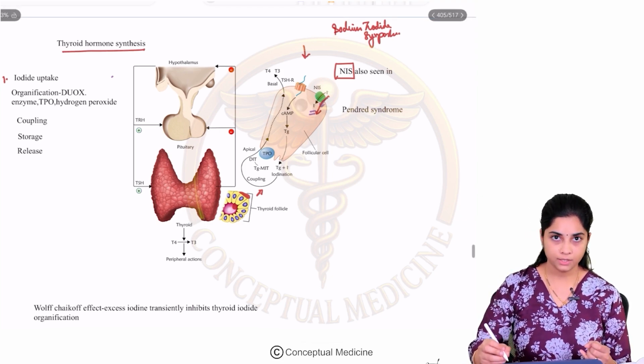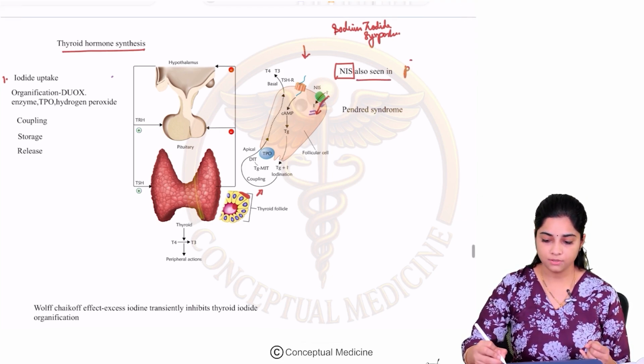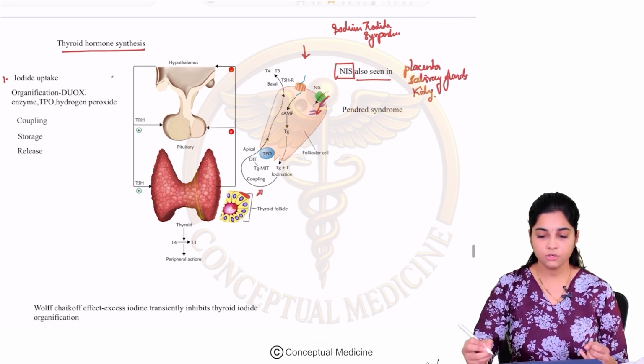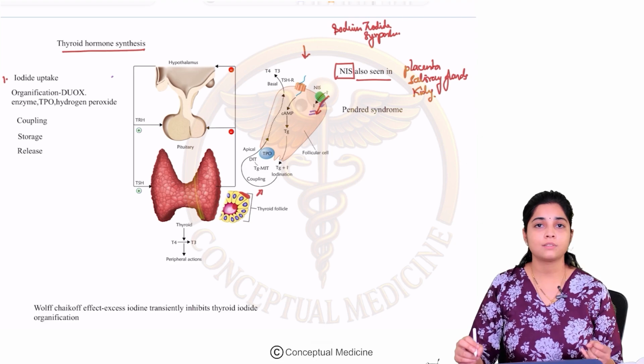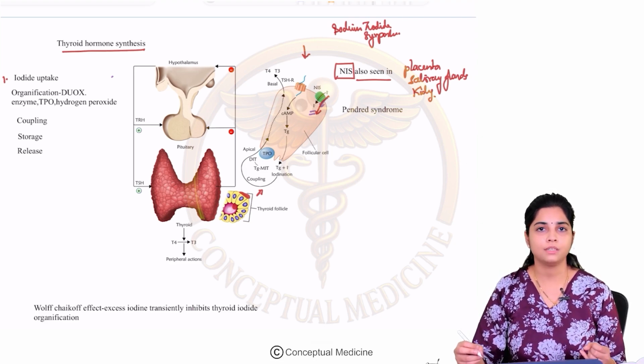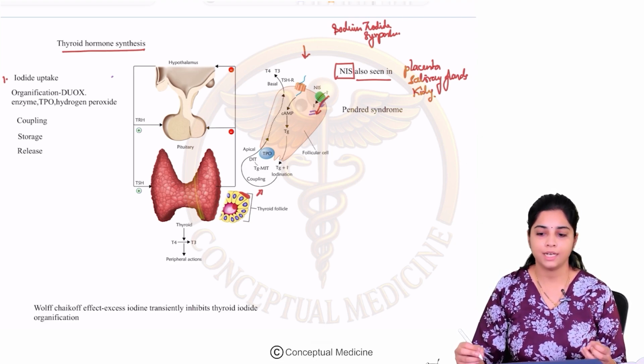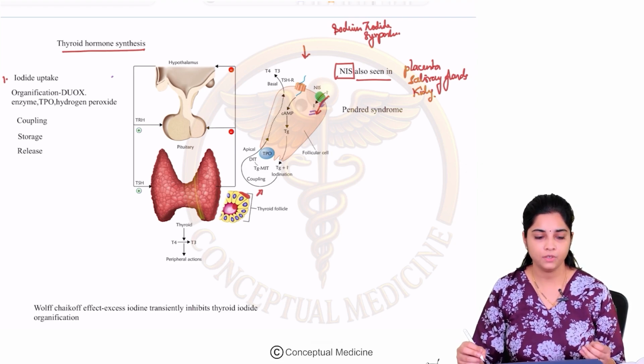Apart from the thyroid, the sodium iodide symporter is also seen in the placenta, in the salivary glands and in the kidney. So the first step is iodide uptake.